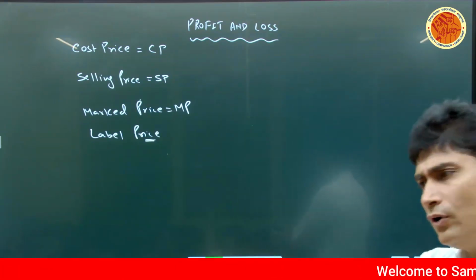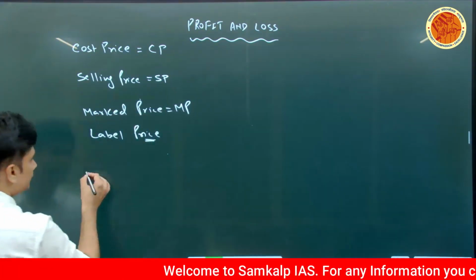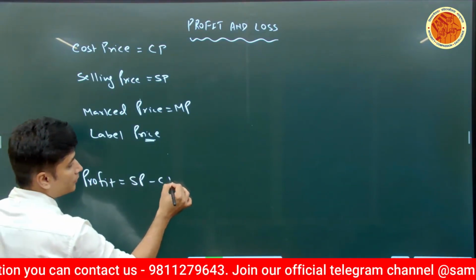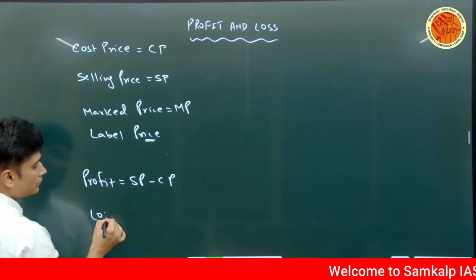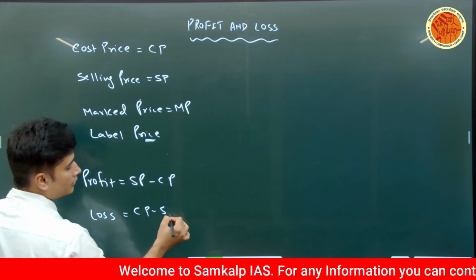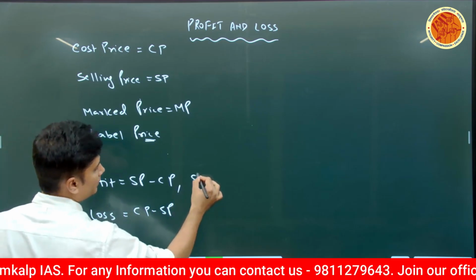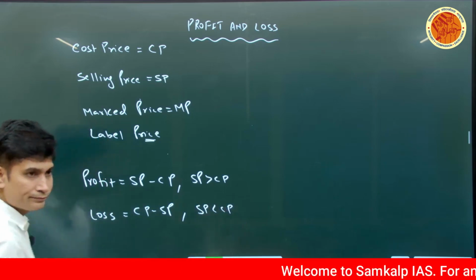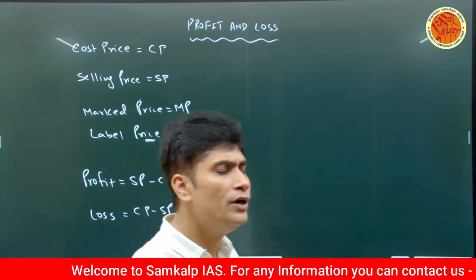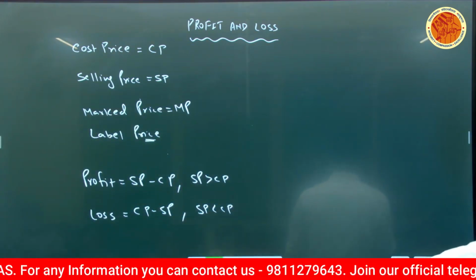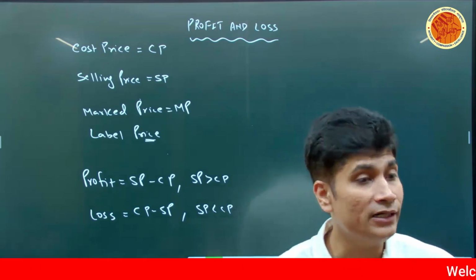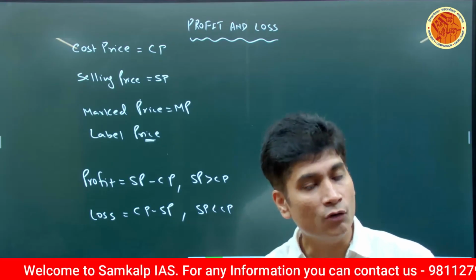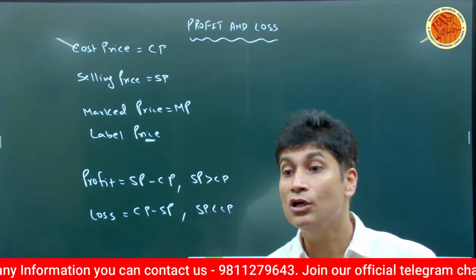We already know profit is when selling price is greater than cost price, and loss is when cost price is greater than selling price. In one situation, selling price is greater than cost price, and in the other, selling price is less than cost price. That's it. If you want to get the profit percent or loss percent, both will be calculated on cost price.